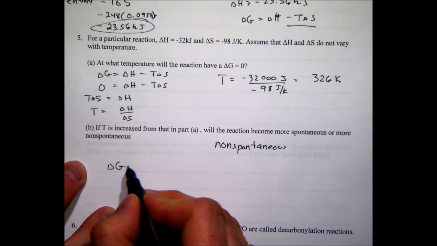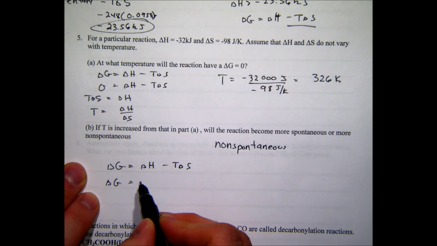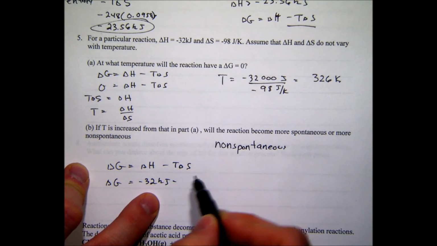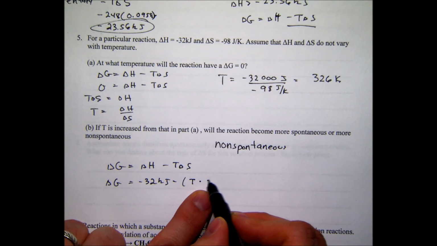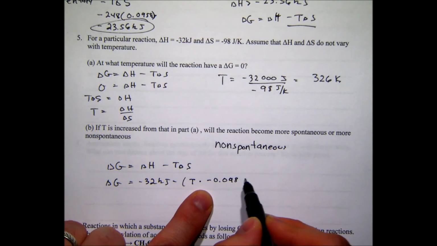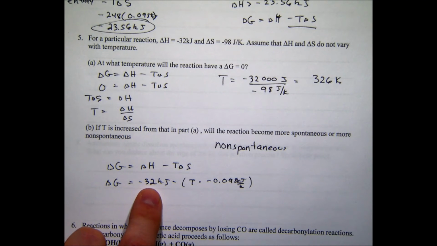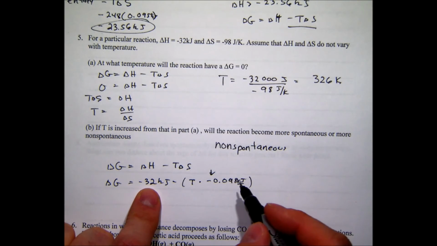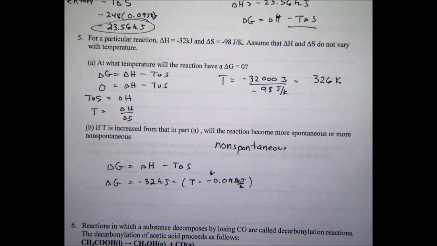So just to confirm that, delta G is equal to delta H minus T delta S. So delta G is equal to negative 32 kilojoules minus T times negative 0.098 kilojoules per Kelvin. The negative sign in here turns this positive because we have two negatives, they cancel. So as T gets bigger, this term is going to basically undo this negative effect of the enthalpy. So as T increases, delta G will get closer to 0 and eventually become positive.